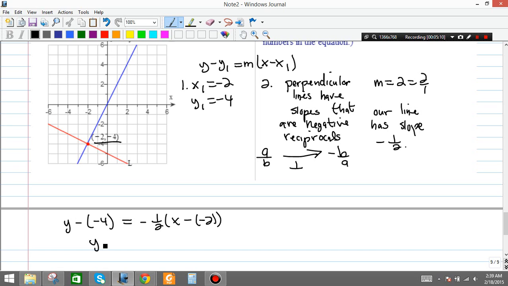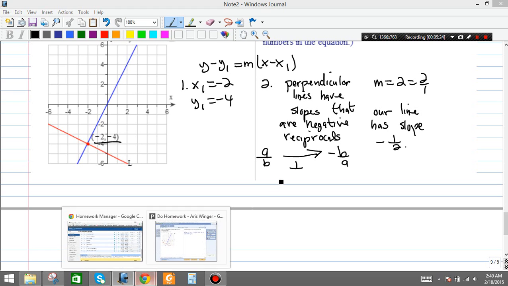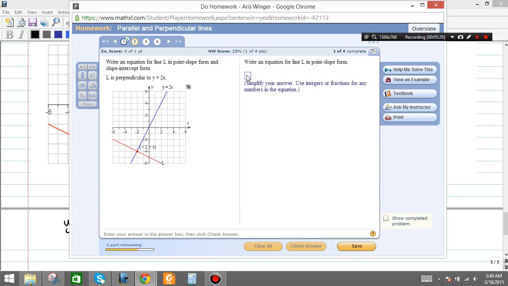And so that goes y plus 4 equals, a negative and a negative makes a positive, negative 1/2 times x plus 2. And that is the answer to the first part. We'll put that in. Y plus 4 equals negative 1 divided by 2 times x plus 2.